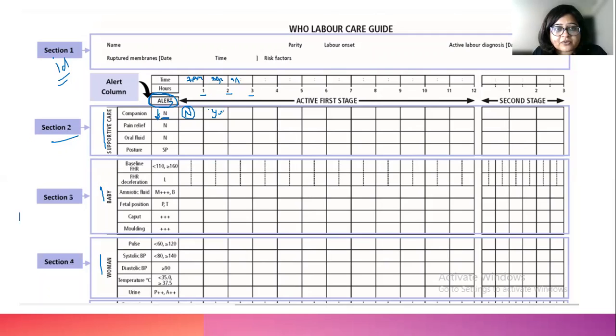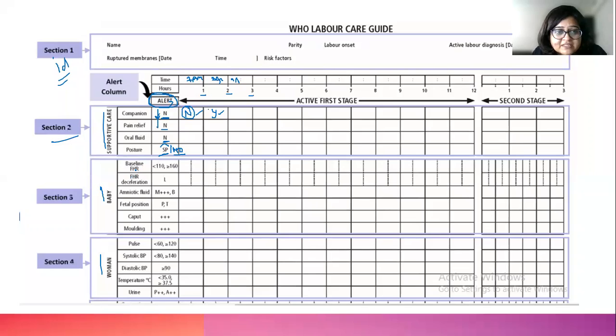So this is a good point. This is an alert point. Similarly, pain relief. If she says no, that's again a bad point. You should offer her pain relief. Same if she's not taking oral fluids, it's a bad point. If posture is supine, so you have two postures, supine or mobile, if she's supine, it's a bad point. It's something to be alert about. You have to encourage her to walk around. So these are the alert features.